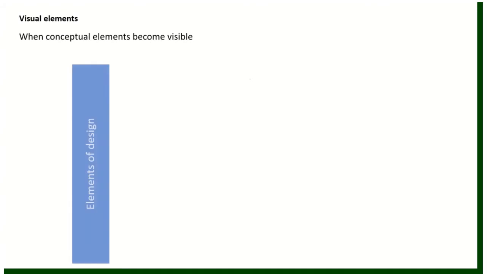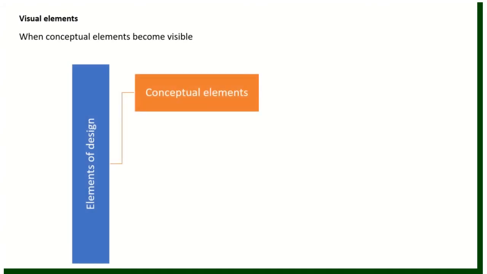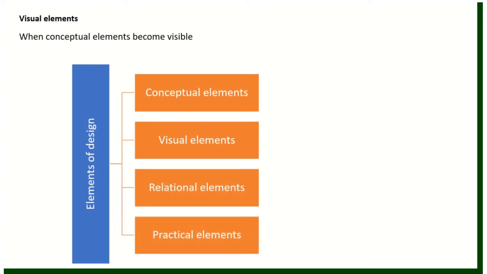The next element of design is the category of visual elements. So after conceptual elements, we deal with visual elements. Of course, we have four elements of design. Let us consider these visual elements.